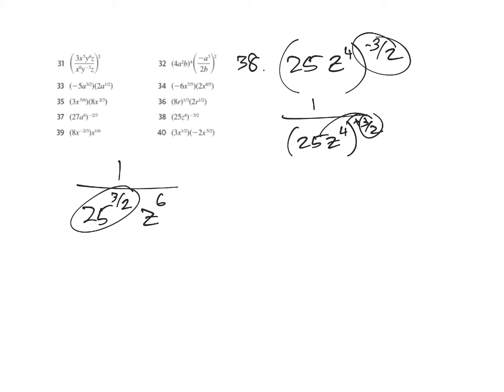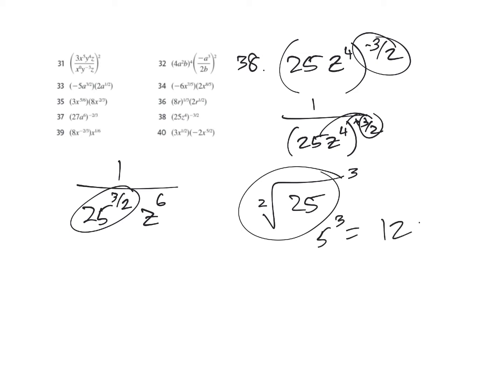So again, let's take a look at that. The denominator is your root. So this is the square root of 25. And the 3 can go on the 25 or it can go after. So it would be better to do the square root first. So 5 cubed is 125. So our answer is 1 over 125 z to the 6th.